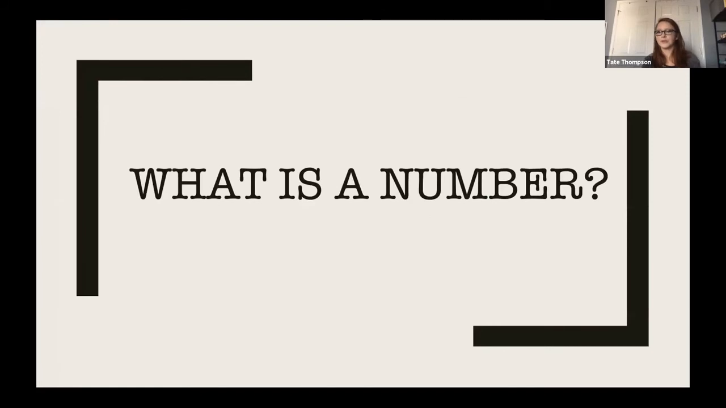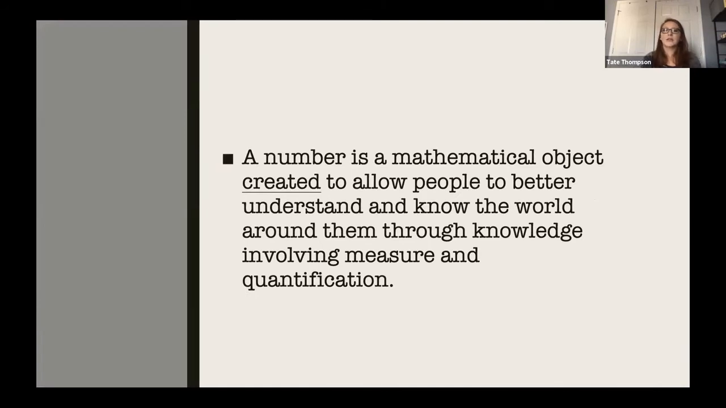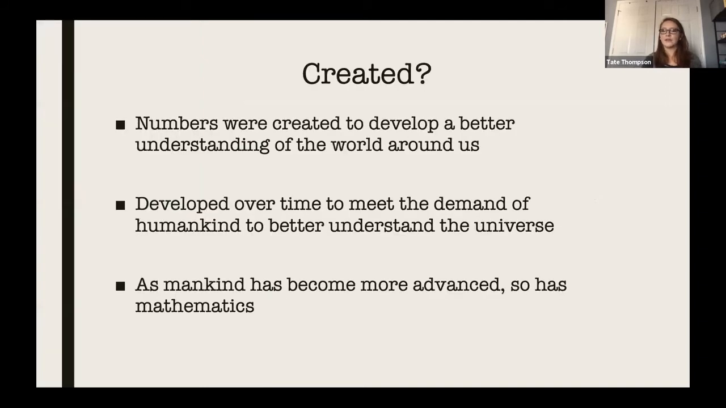So we use numbers every day in every field, but what are they? So my definition is a number is a mathematical object created to allow people to better understand and know the world around them through knowledge involving measure and quantification. Now I had the word created underlined. What could it possibly mean the numbers are created?